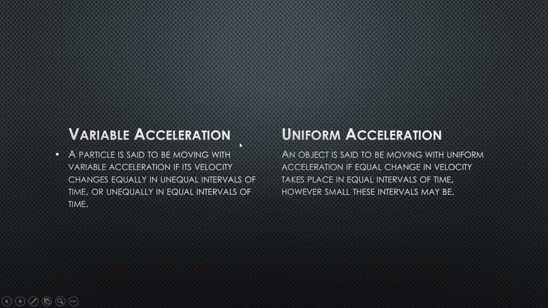So, other types of acceleration: variable and uniform acceleration. When we say variable acceleration, a particle is said to be moving with variable acceleration if its velocity changes equally in unequal intervals of time or unequally in equal intervals of time. And uniform acceleration: an object is said to be moving with uniform acceleration if equal change in velocity takes place in equal intervals of time, however small these intervals may be.